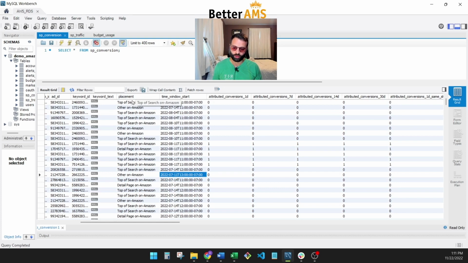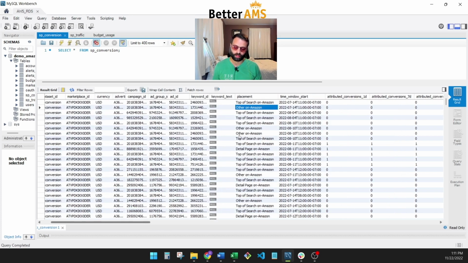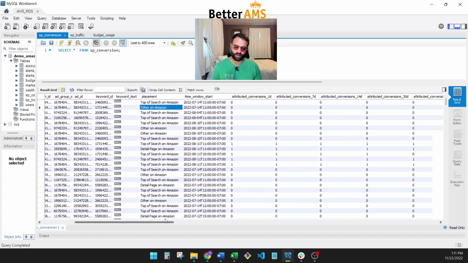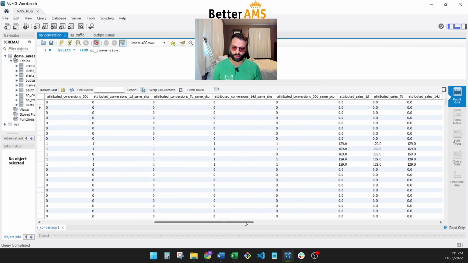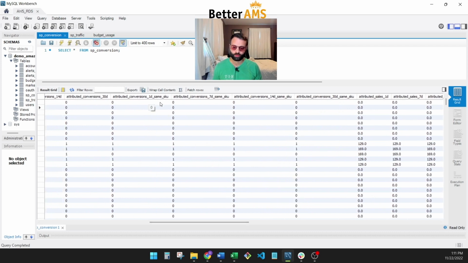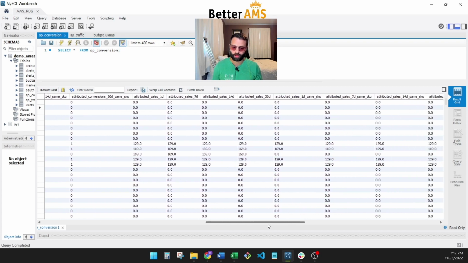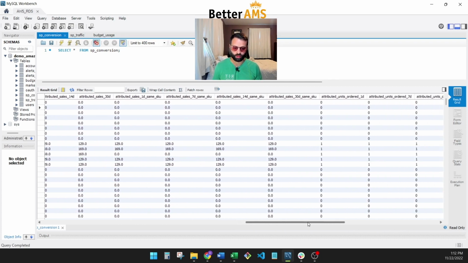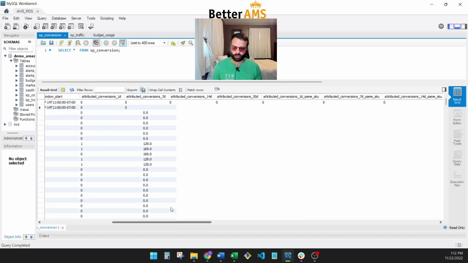Another thing that I'll point out is you have all the different placements that these keywords are breaking down into. So you can actually break this down very, very granularly. And I'll get into the detriments and benefits of that in a second. But some of the other things that you can see here are a lot of familiar columns from different reports: SKU, attribution 1, 7, 14, 30, attributed sales, attributed orders. And that's pretty much it for the conversion data.